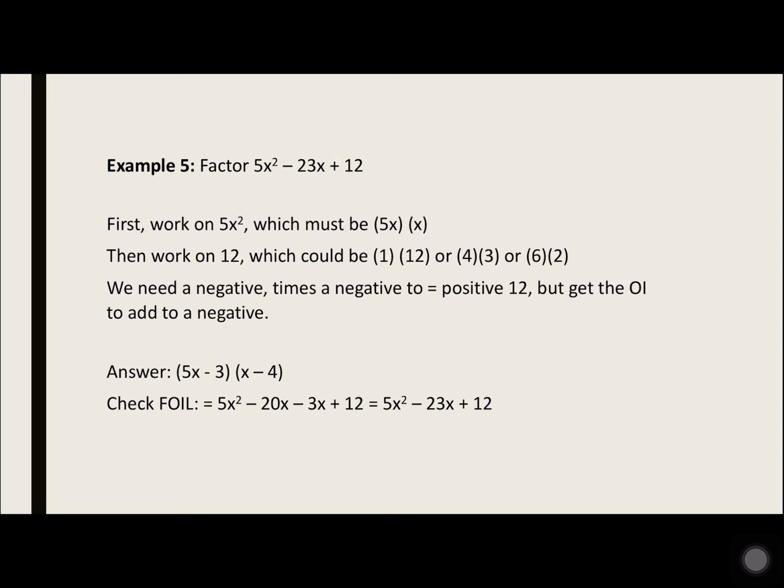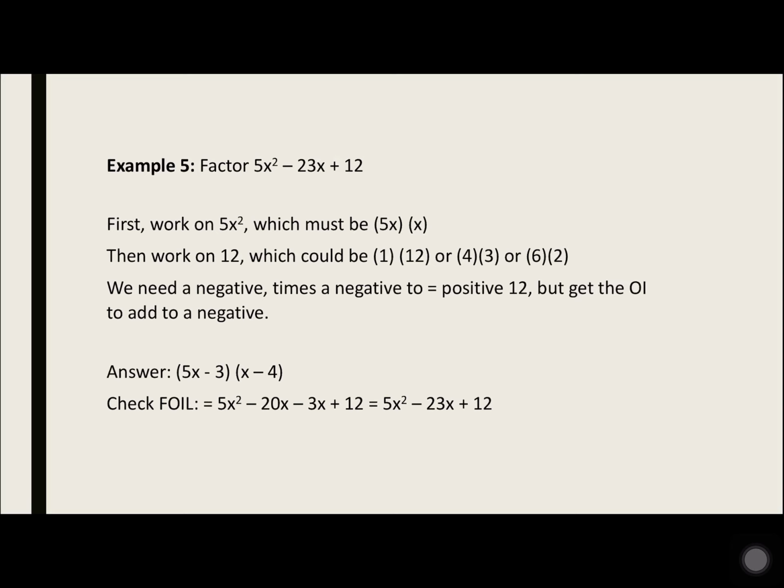Example 5, 5x squared minus 23x plus 12. First work on 5x squared, which has to be 5x times x. Then work on the 12, which could be 1 times 12, 4 times 3, or 6 times 2. We're going to need a negative times a negative to equal a positive 12 so that we can get our O and our I to add to a negative. We're multiplying to positive 12, but the O and the I need to come out to negative 23. So we're going to want minus, minus. A negative times a negative equals positive 12.